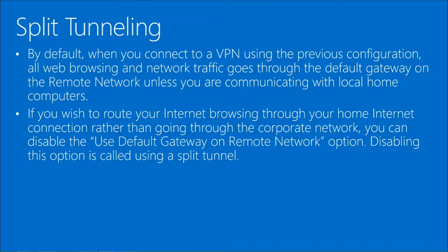So for this, you can do something called split tunneling. When you go through the VPN, you can disable the "use default gateway on remote network" option. Disabling this option is referred to as split tunnel. Split tunnel enables you, when you browse, to browse from your home network instead of browsing through your work network.